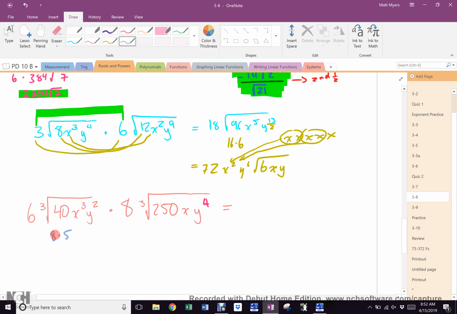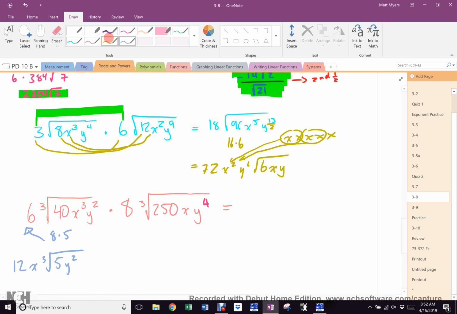What's the cube root of 8? 2, so that comes out here, and what do I get? 12. Can I get any x's out of here? How many? 1. Did I leave any x's under there? Can I get any y's out? No. So what did I leave under there? 5y squared. Agreed?